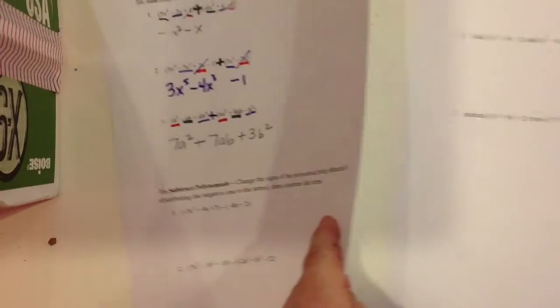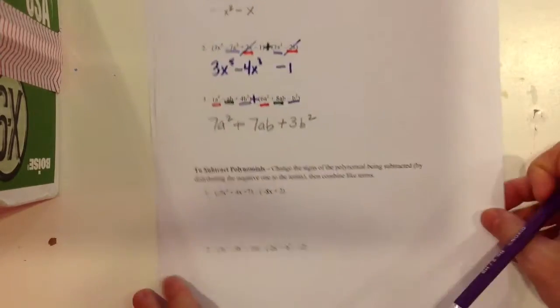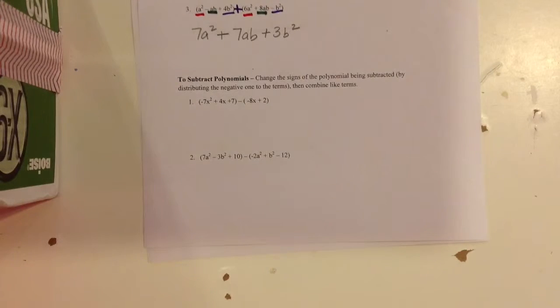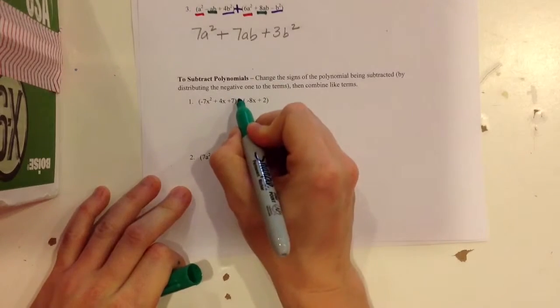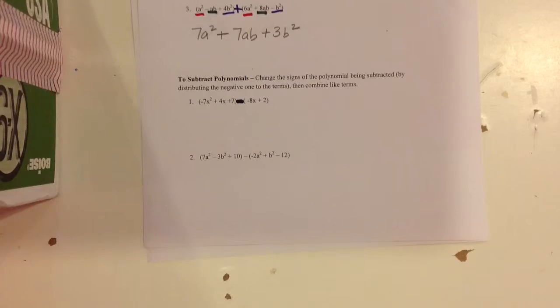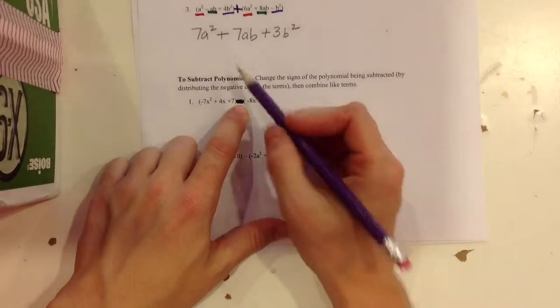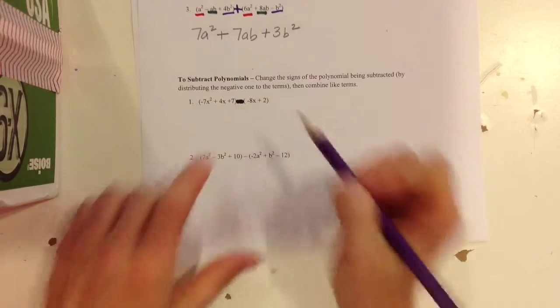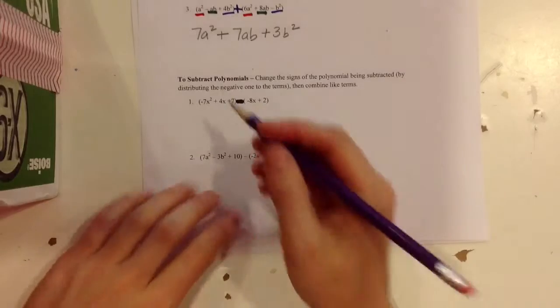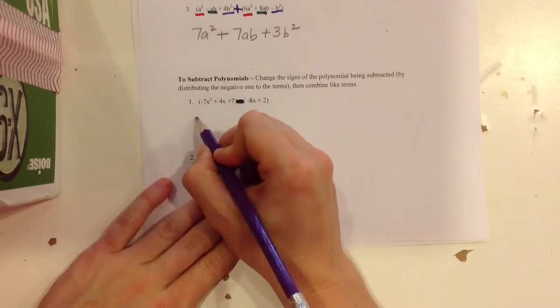Now the next section is subtracting polynomials. And when you subtract polynomials, it's a little different than adding polynomials. The difference is you're going to have to distribute first. Now notice the difference between adding and subtracting is this one has a minus sign in between. So when it has a minus sign in between, you're going to distribute this minus to everything behind it, just like when we did our distributive property and we had to distribute those negative ones.